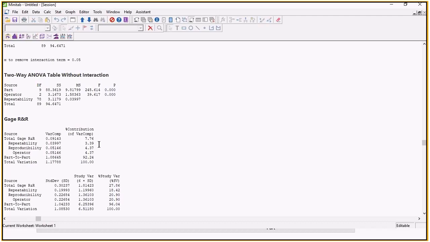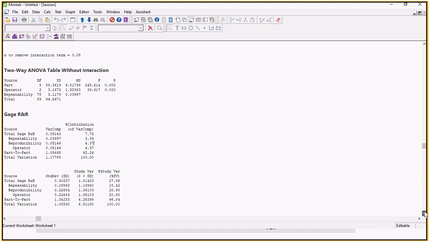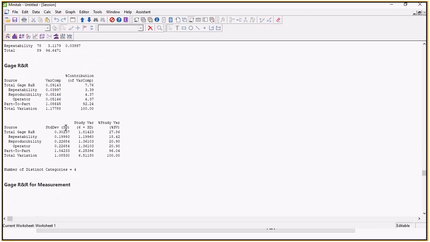And I hope you do not forget, the marginal accepted area of your measurement system is between 1 to 9% of percentage contribution. Let me go down. There is a study variation, which is nothing but the standard deviation multiplied by 6. You can see here. Why 6? Because in your calculation you put the 6 because you want 99.73% of the data points to be covered.